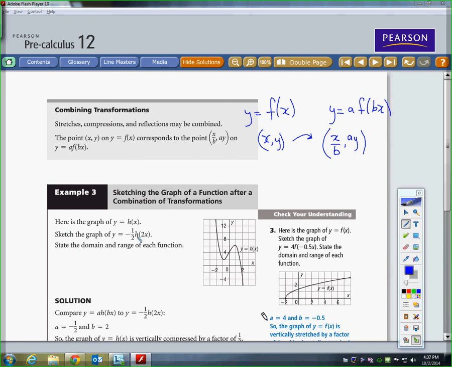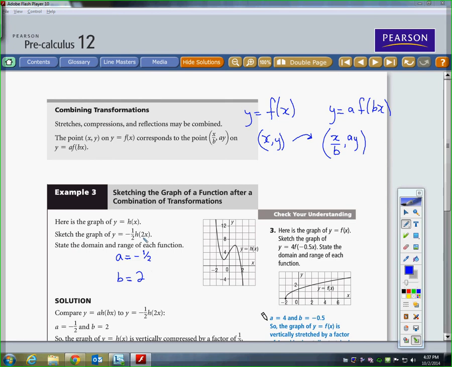So here's an example. This is the original graph, y is equal to h of x, and now you are supposed to graph this one. If we take this apart, you can say a is equal to -1/2, and b is equal to 2. My a is associated with my y values. My y values are going to get multiplied by -1/2. So we can pick a bunch of points and multiply every one of my y values by -1/2.